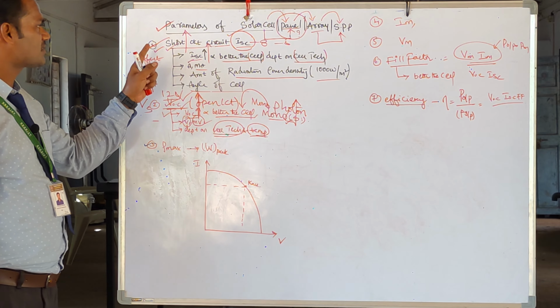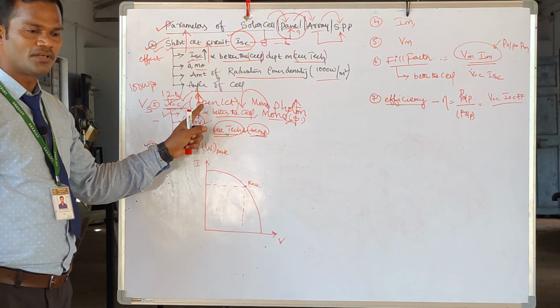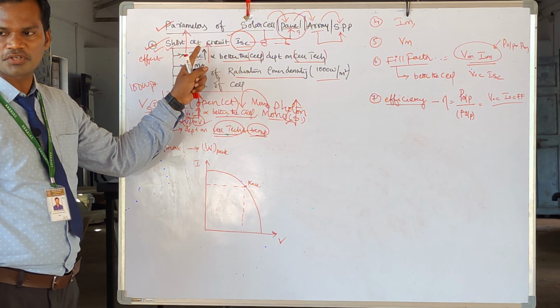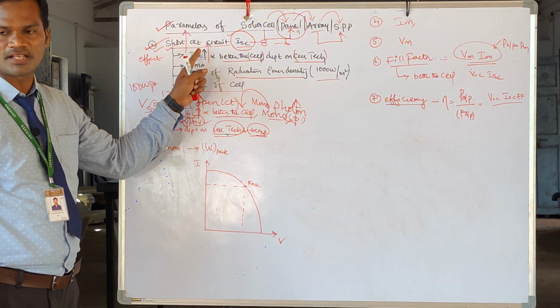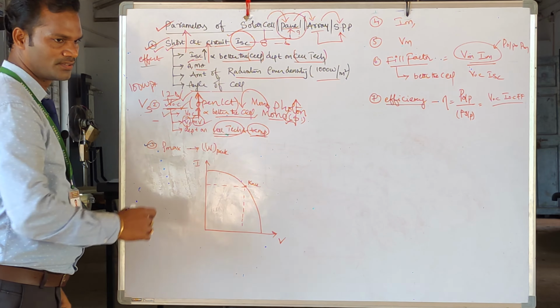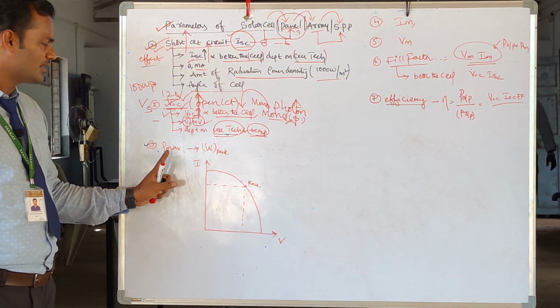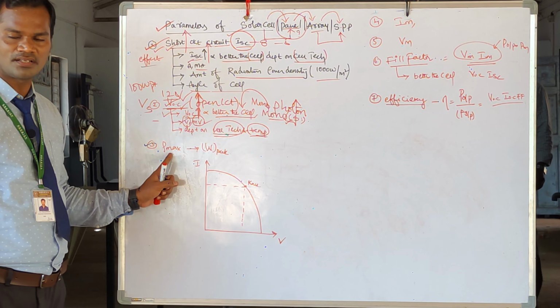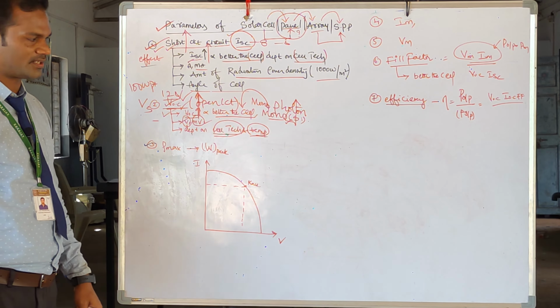Till now we discussed open circuit voltage, which is called the source. Next we discussed short circuit current, which is nothing but called the effect. Next, let's try to understand the maximum power point tracking. Okay, this is very important when you want to understand a solar panel.